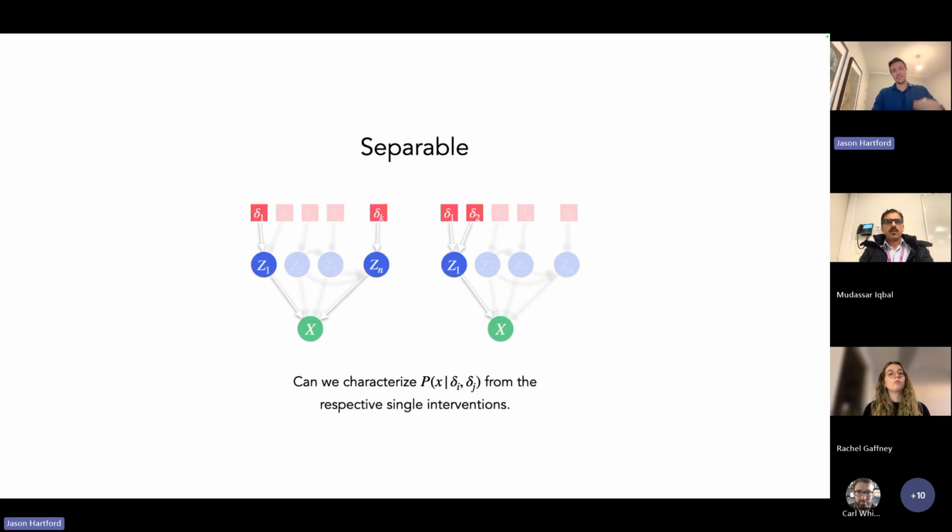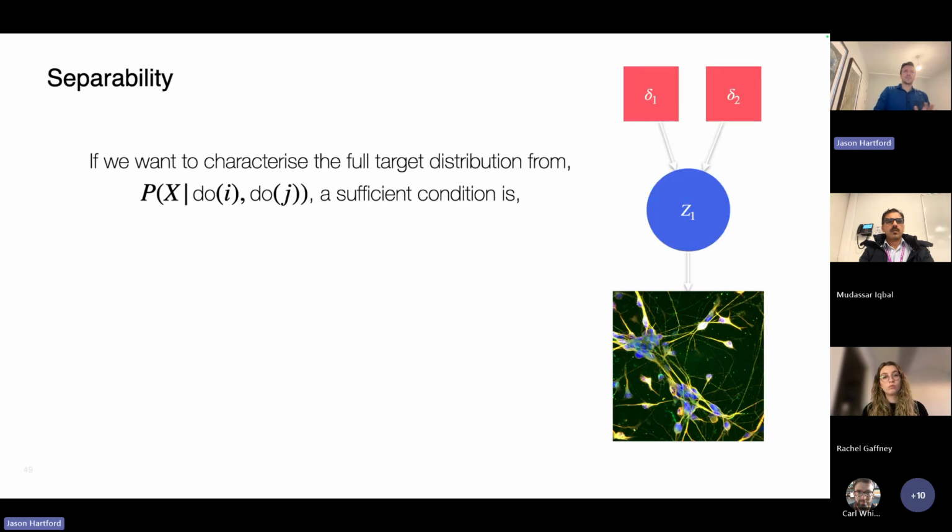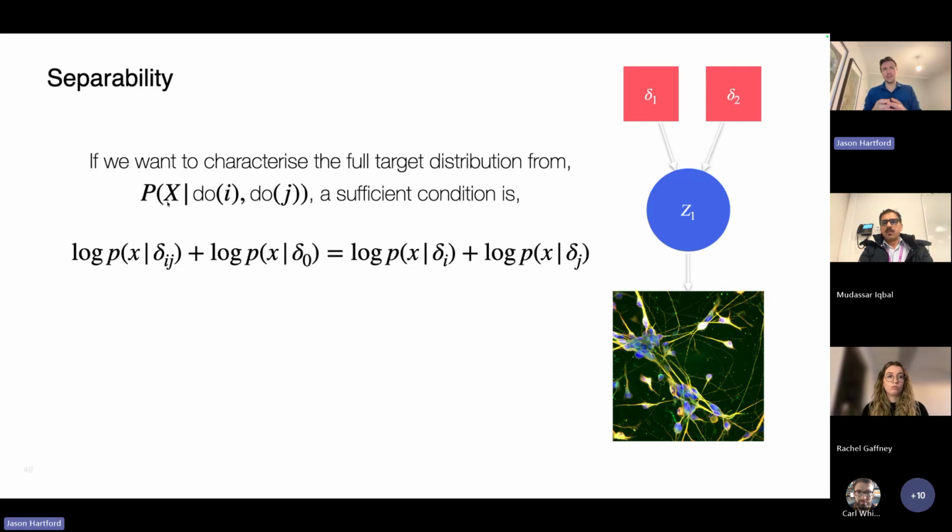Separability is this other condition, which is very analogous. Here we want to characterize the whole double perturbation distribution, so rather than just working with mean embeddings, we're going to characterize the distribution. And it turns out that the sufficient condition for this is if the log densities sum. This is very similar to the condition I showed you before, except we have log densities instead of densities now.